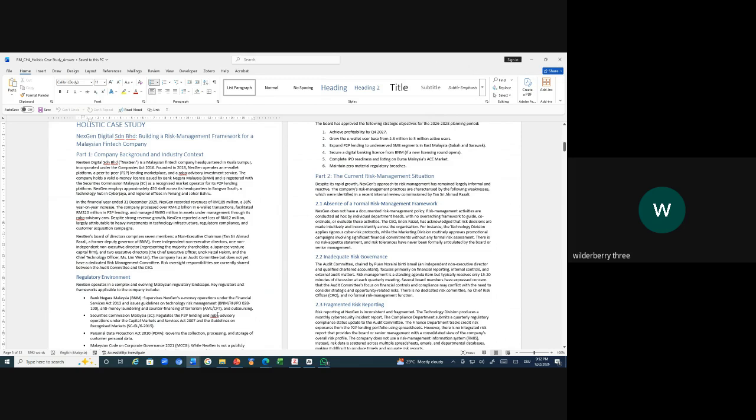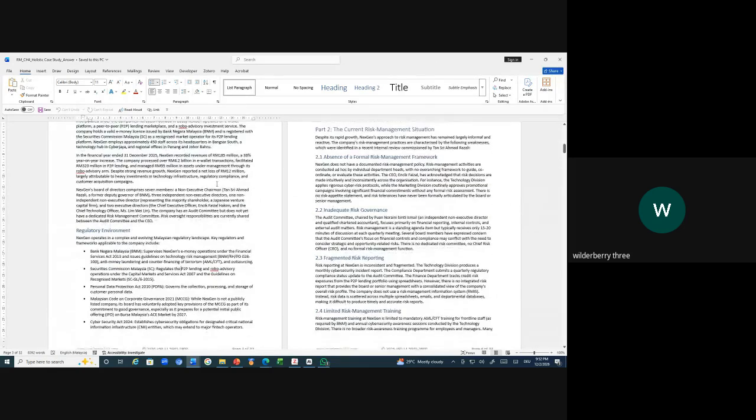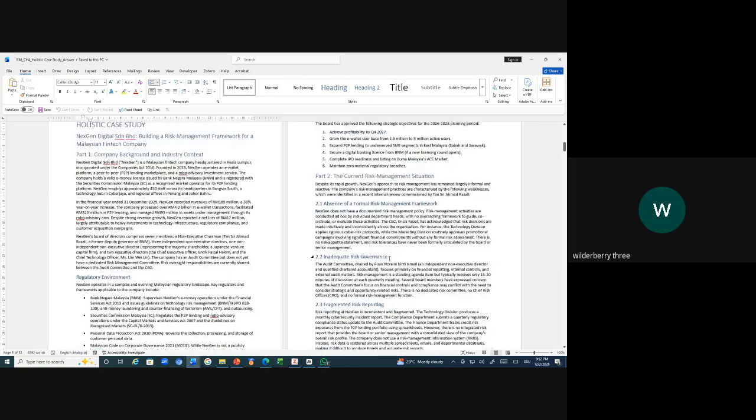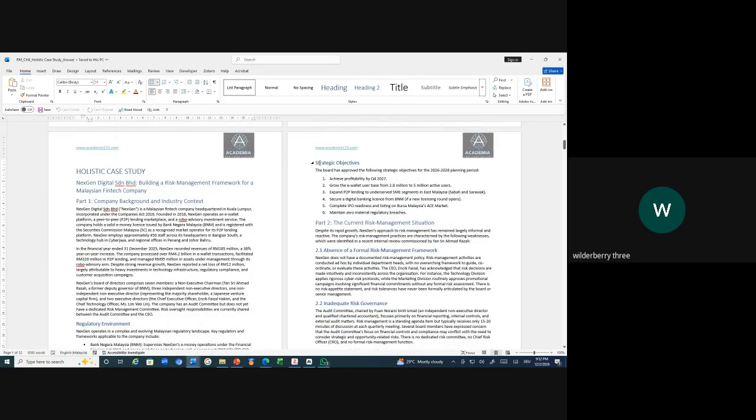Yeah, robo-advisory, for example, they are part of this fintech. I really give you the details here, but you don't need that. It's just so that you have the picture behind. And then when you have the picture, you have some strategic objectives here. Yeah, what they want to achieve.